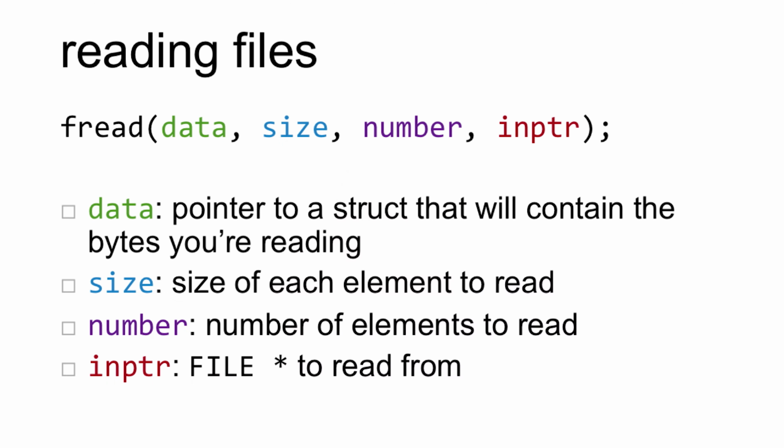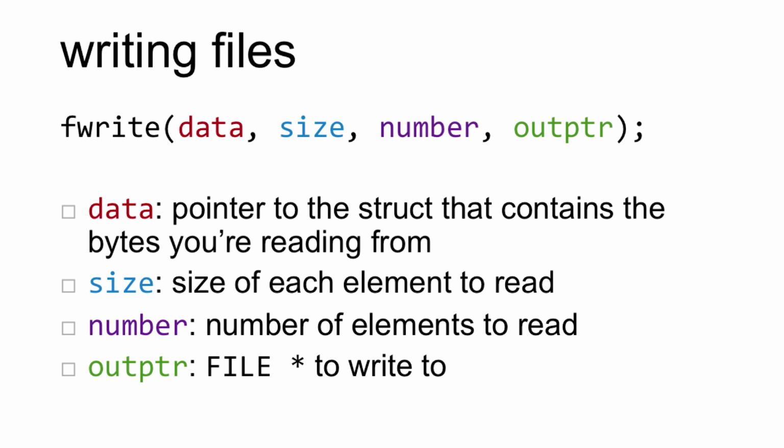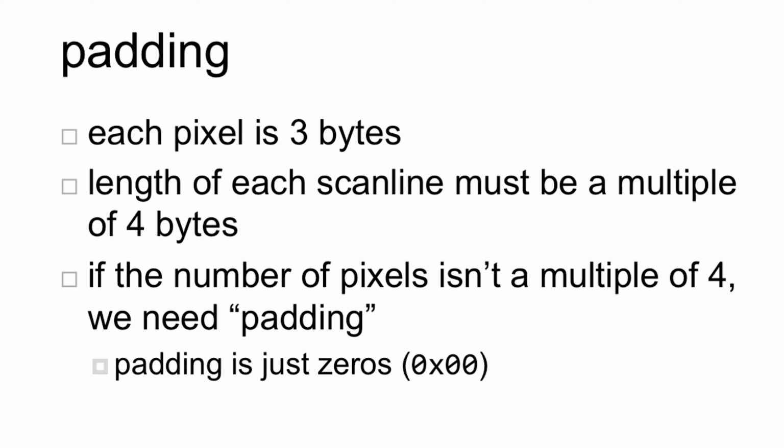All right, so now that we've figured out that pattern, let's talk about the two functions that we'll need to use. To read into the file, we'll use the fread function, and then to write the files, we'll use fwrite. So the next thing that we need to talk about is padding. In a bitmap, every pixel is 3 bytes long. Now, a requirement for the bitmap image is that the length of each scanline must be a multiple of 4 bytes. So, if the number of pixels is not a multiple of 4, then we'll need to add padding, where padding is just a single 0 character.